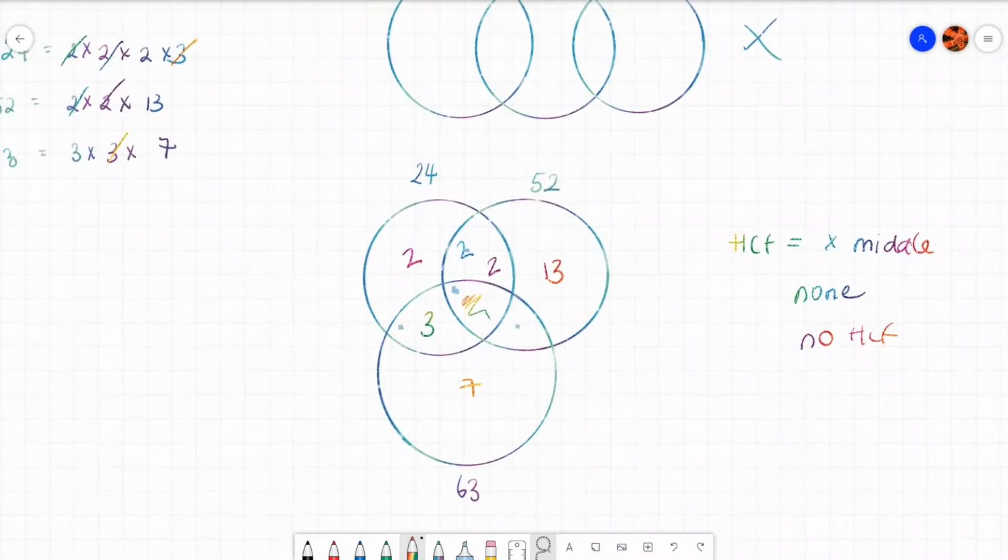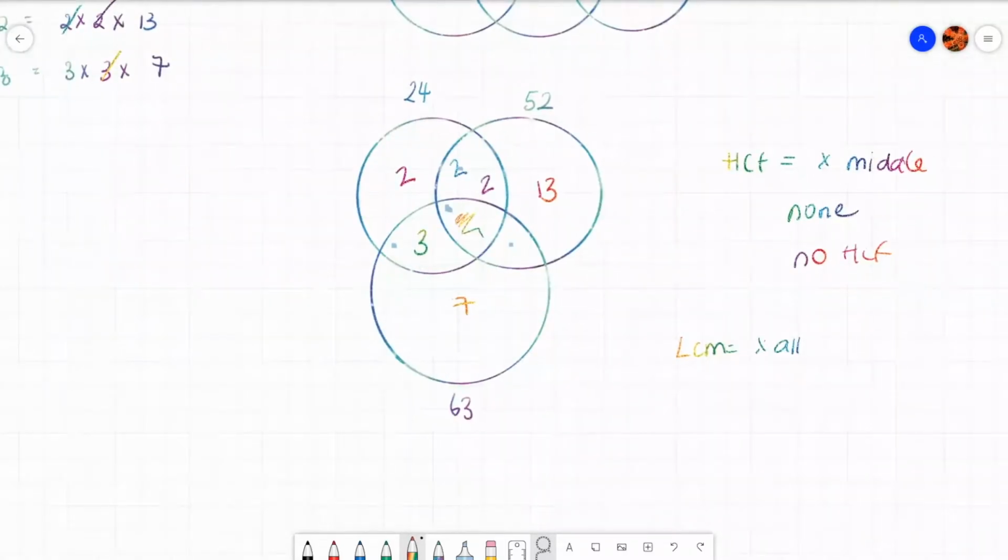Okay, so lowest common multiple now: times all. So we need to do 7 times 3 times 2 times 2 times 13. Well, 7 times 3 is 21. 21 times 2 is 42. 42 times 2 is 84. Then we need to do 84 times 13, which is 1092. That means the lowest number that's in the 24 times table, 52 times table, and 63 times table is 1092.